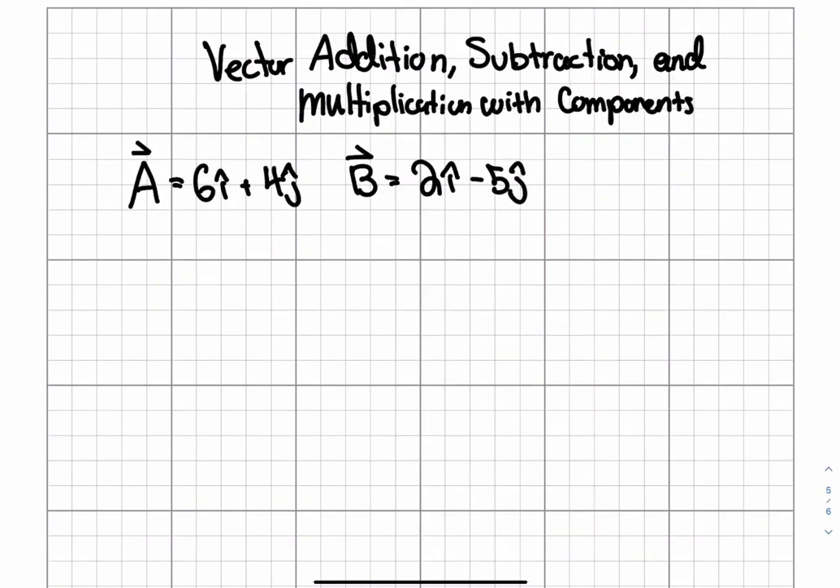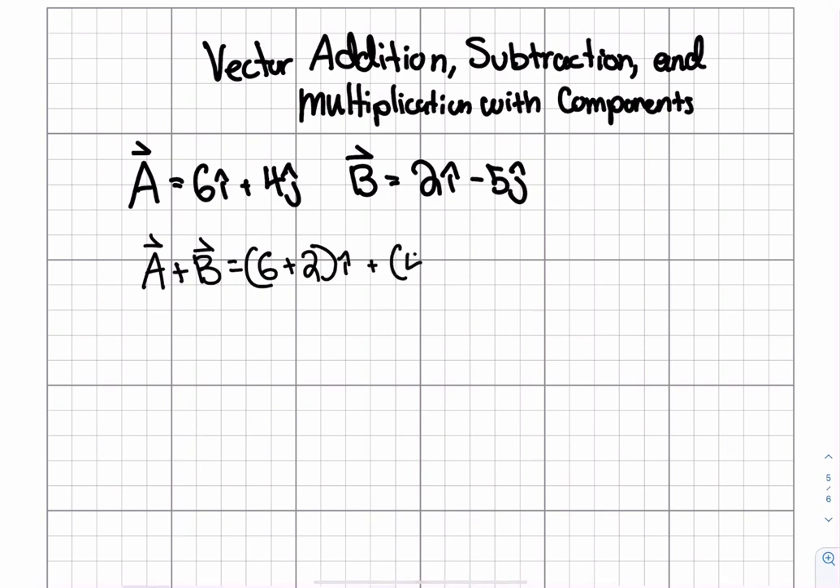Let's try doing some of the operations that we learned in previous videos, but on vectors defined by the standard basis vectors this time. We'll use these vectors A and B. We can add these two vectors by grouping the i components and the j components and adding them together, like this. From there, we can get our answer of 8i minus 1j.